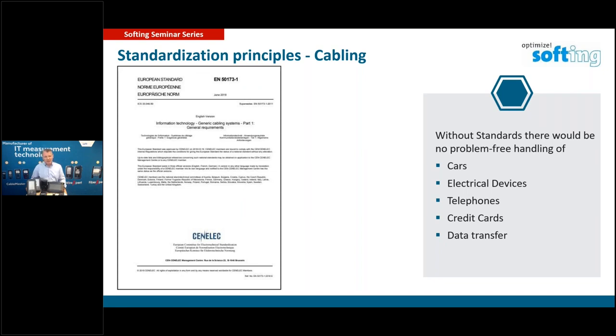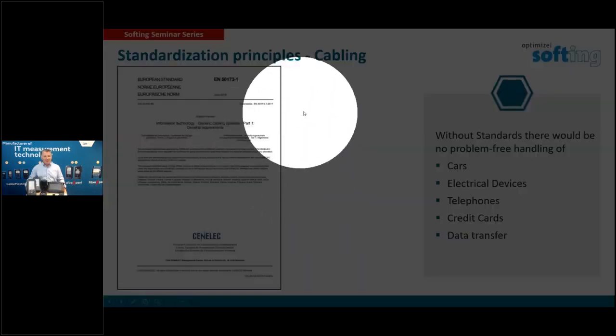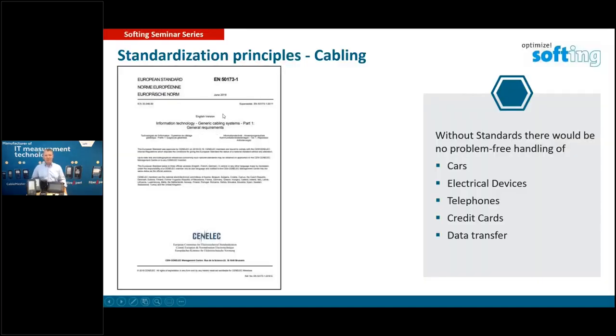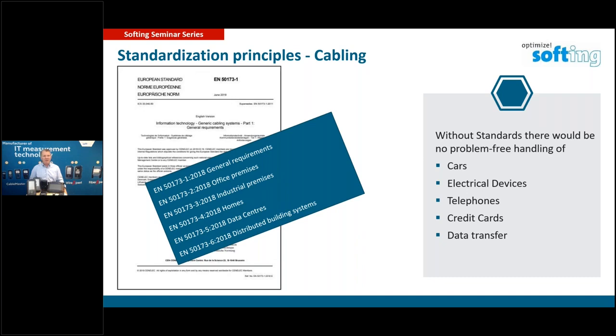And to be sure in handling the right cabling, we have several standards. Here I show you the EN 50173 as an example. We also have the international one, which is the ISO IEC 11801. The important thing is that it is a generic cabling system. It defines the IT infrastructure, what happens there. And at the moment we talk about 6 different chapters.